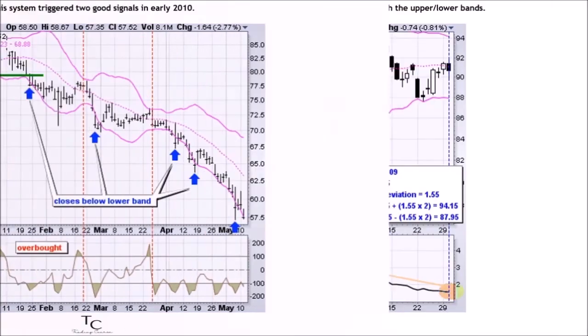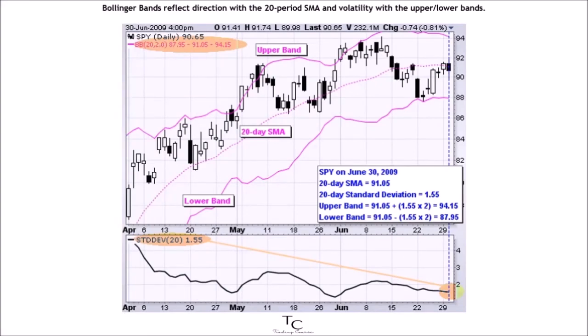Bollinger Bands reflect direction with the 20-period SMA and volatility with the upper/lower bands. As such, they can be used to determine if prices are relatively high or low. According to John Bollinger, the bands should contain 88 to 89% of price action, which makes a move outside the bands significant.